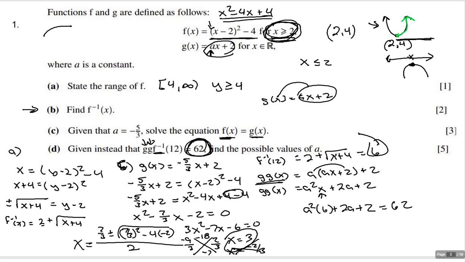Now, help me clean this up. What's this going to be? 6a squared plus 2a plus 2. But I'm going to, because it's a quadratic, clearly, right? Mm-hmm. So if I subtract 62 on both sides, what's it going to be? It's going to be negative 60. Yeah, exactly.